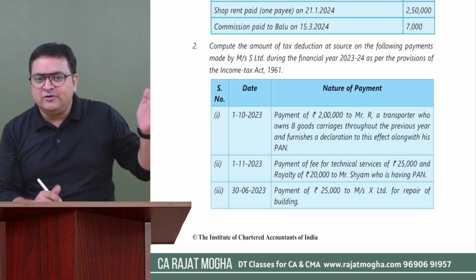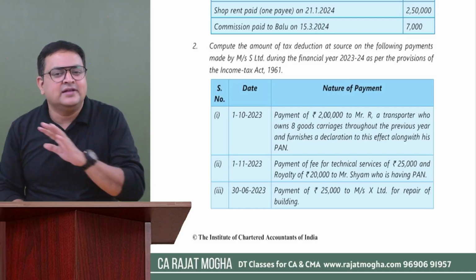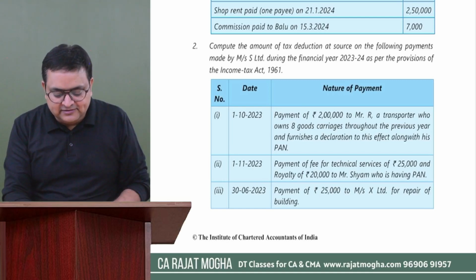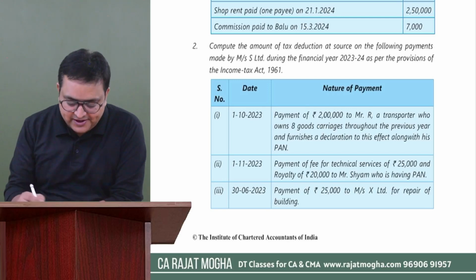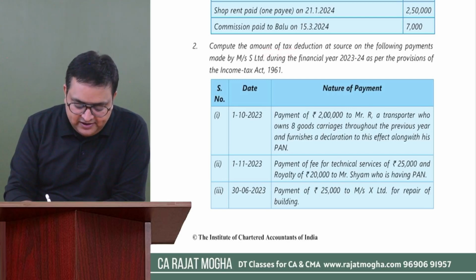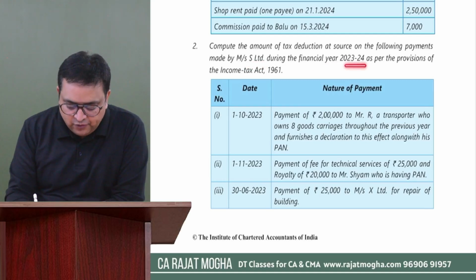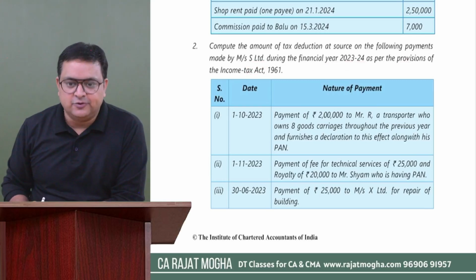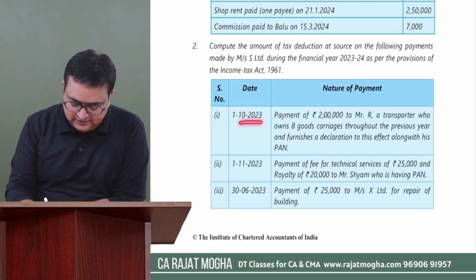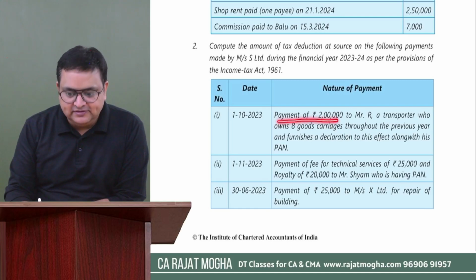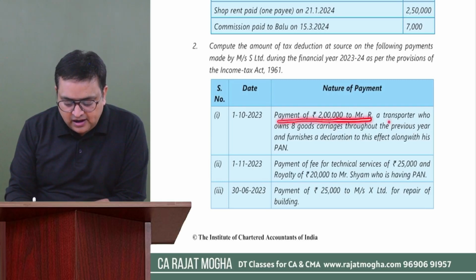Should we see the turnover of S Limited of the preceding financial year? The answer is no, not required, because in this case, this is a company. Company can anyways deduct TDS. Okay. So compute the amount of TDS on payment made by S Limited during the financial year 23-24 as per the provision of the Income Tax Act. Okay. So let's do one by one. This date, how much payment is made? Payment of 2 lakh rupees to Mr. R, a transporter who owns 8 goods carriage.